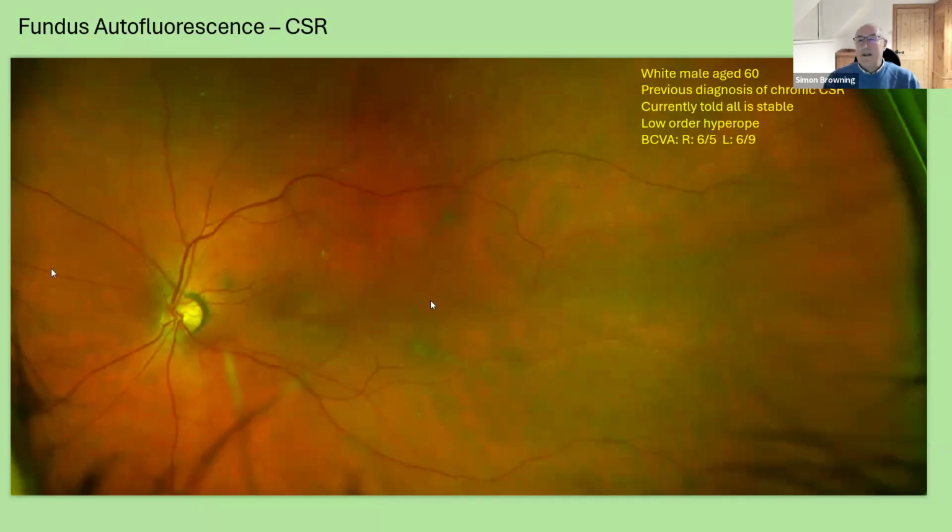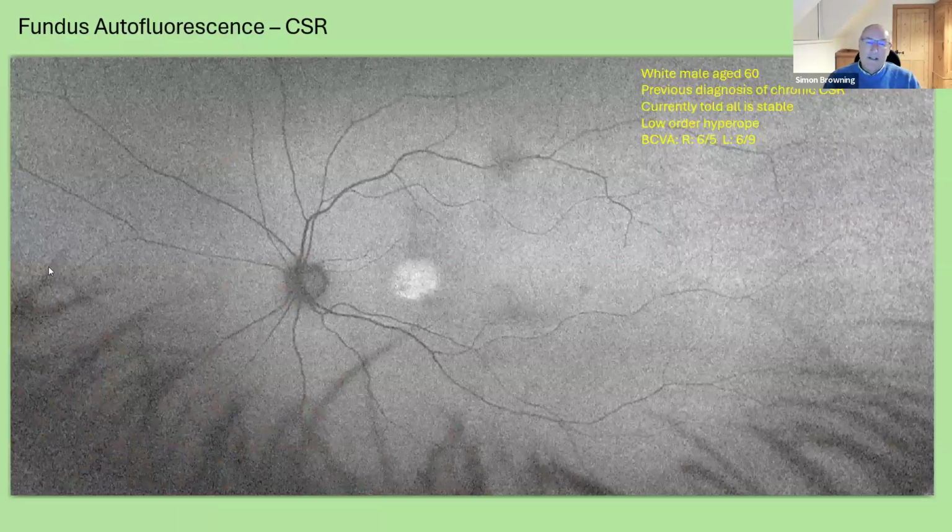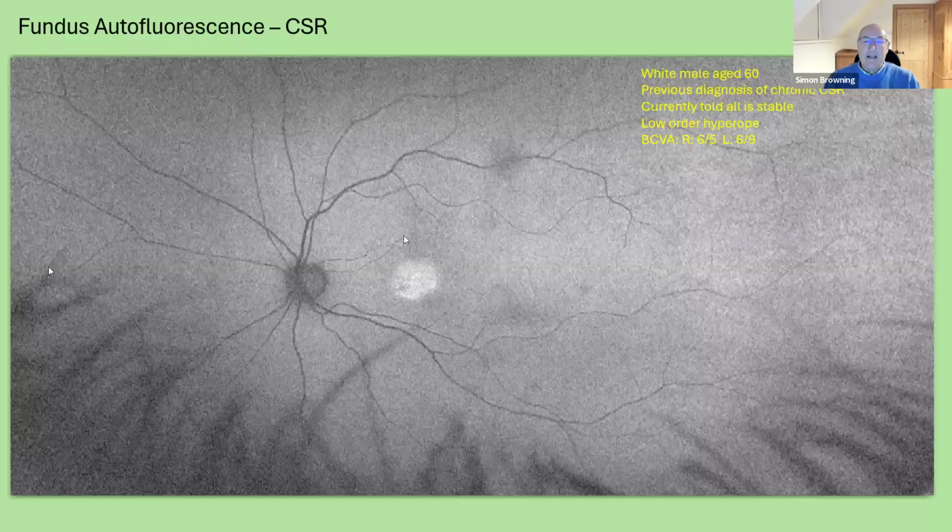So here's a patient, he's been discharged from hospital, chronic CSR. He's told all is stable, don't worry, go away. But when you autofluoresce, you see this classic damage done in that macular region. Again, CSR patients tend to be type A personalities. An awful lot of them smoke, an awful lot of them are very stressed, a lot of them have a very poor diet. These are people you need to work with.